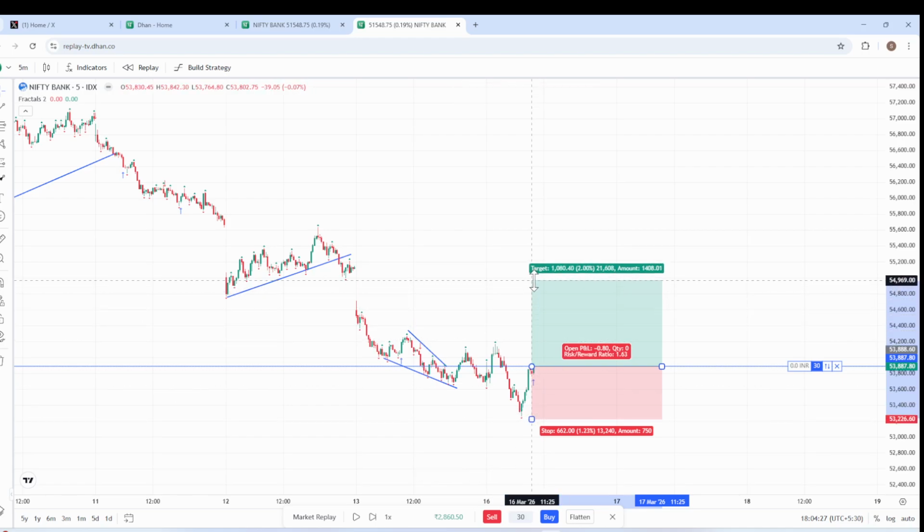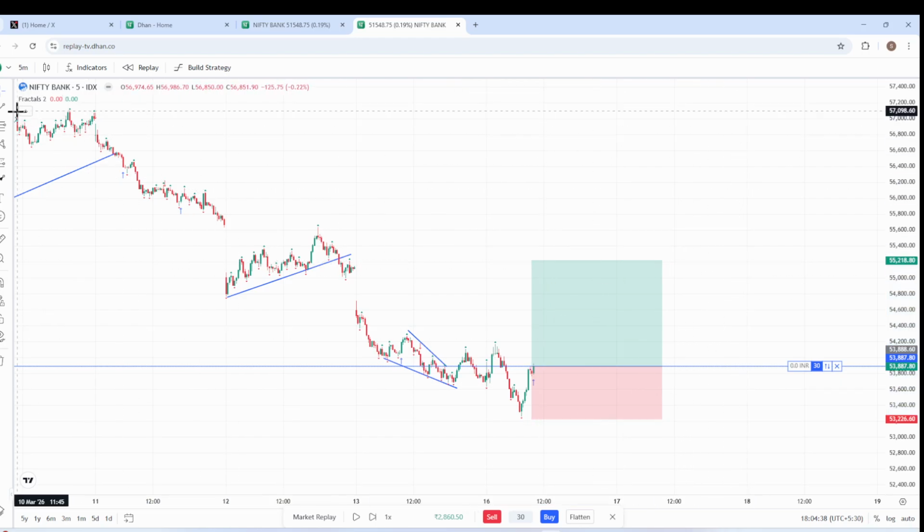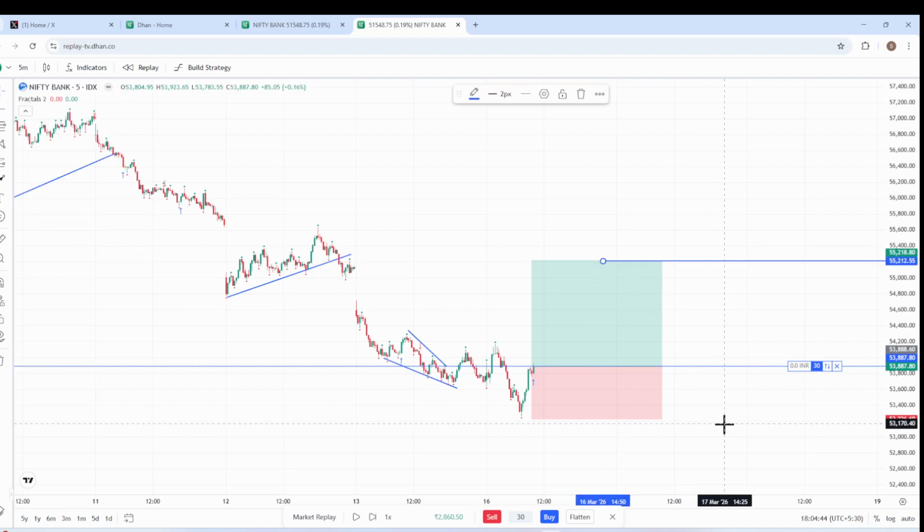So we are looking for 1,200, 1,300. But we also know that this is a counter trend, right? Because the main trend is bearish. So our job is to trail the stop once we find the lower fractal. Once we find the lower fractal, we should start trailing the stop. Let's see.